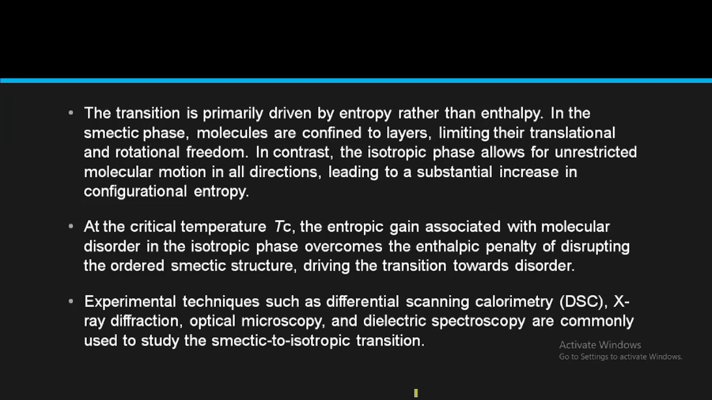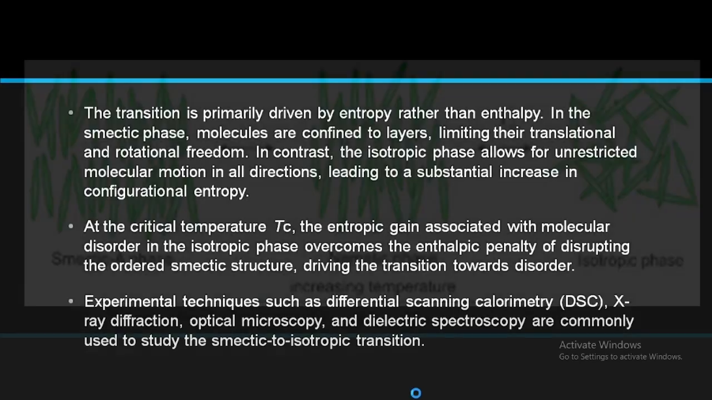That means it will cross this enthalpy penalty of disrupting the ordered structure; I have to destroy this smectic structure in order to move into the isotropic structure. Fine. That happens at the critical temperature. So when I cross this ordered structure, what happens? My entropic gain increases. In the sense, my entropy itself increases, in simple words. And when we look into the experimental techniques, we use differential scanning calorimetry, X-ray diffraction, optical microscopy and dielectric spectroscopy to study this smectic to isotropic transition.